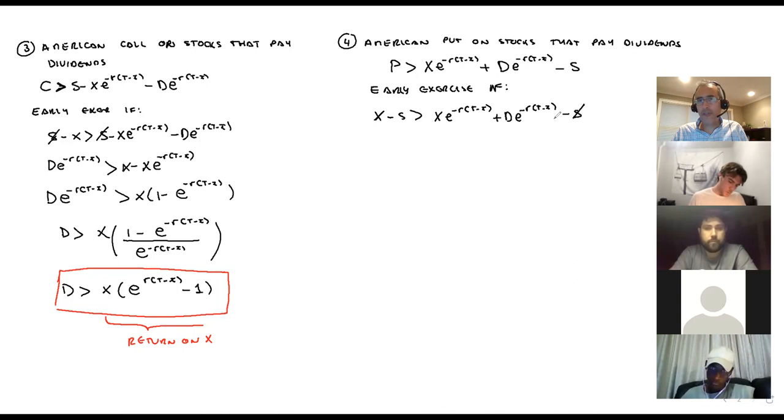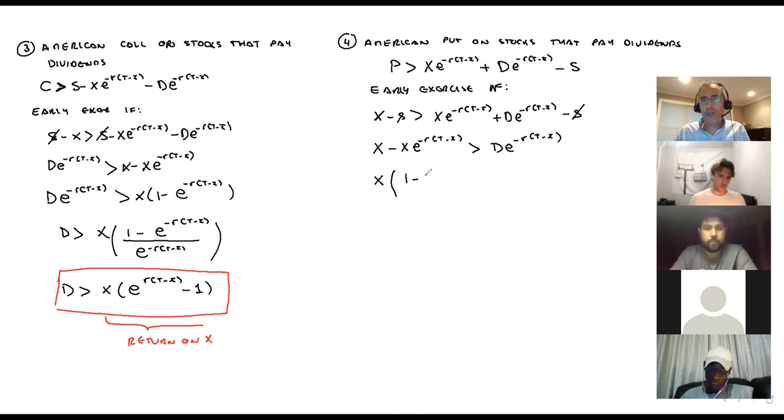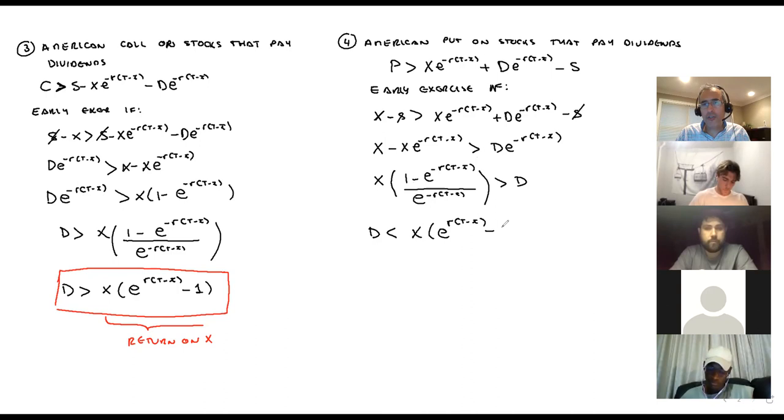So from here, if I cancel these two terms, I can pass the other one here. It's going to be X minus X e to the minus r(T minus t) should be larger than D e to the minus r(T minus t). From here, if you do the same mathematical operations, X times one minus e to the minus r(T minus t) over e to the minus r(T minus t) should be larger than D, correct? Basically, if I shift this condition, D should be smaller than X times the quantity e to the r(T minus t) minus one. So this is your condition.